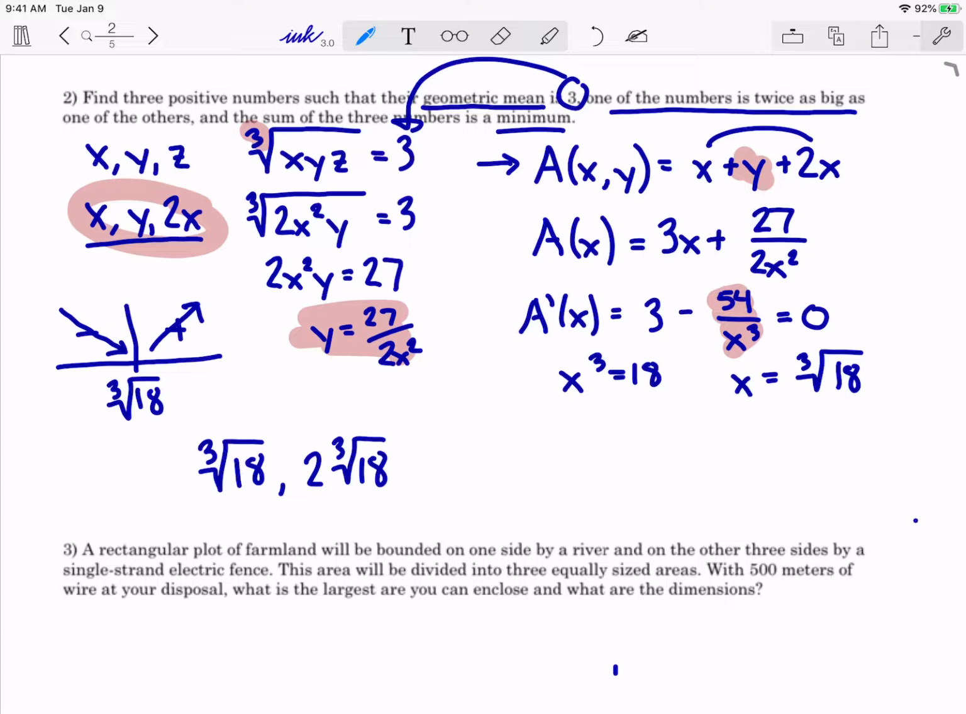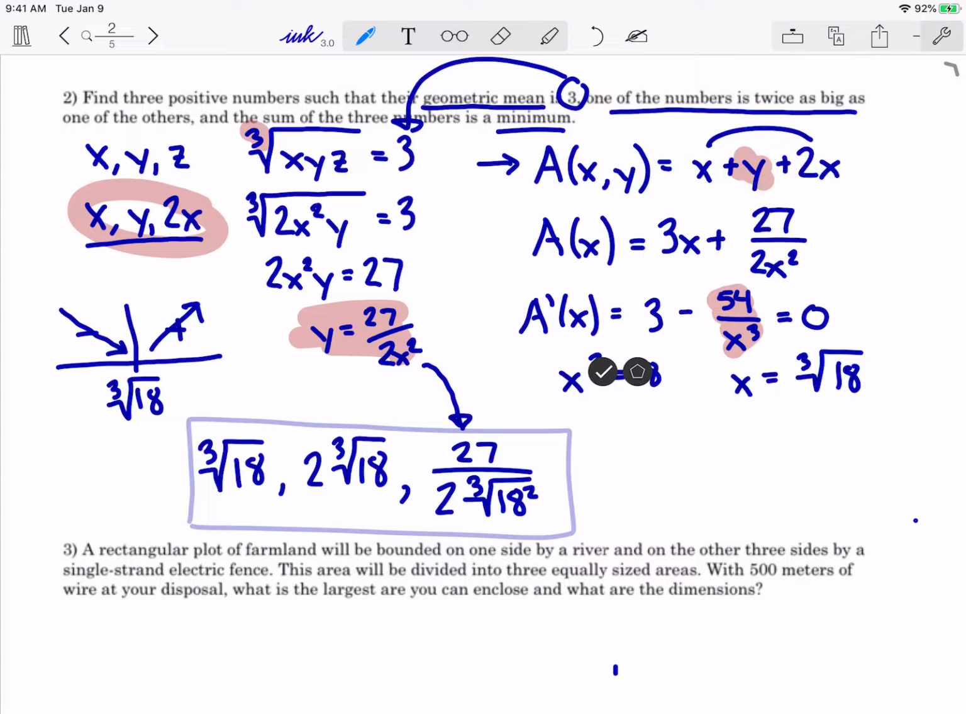And then I finally need to plug x into what I had said y is equal to from my constraint function. And if I do that, I get 27 over 2 times the cube root of 18 squared. So those are my 3 numbers whose geometric mean is 3 and whose sum is a minimum.